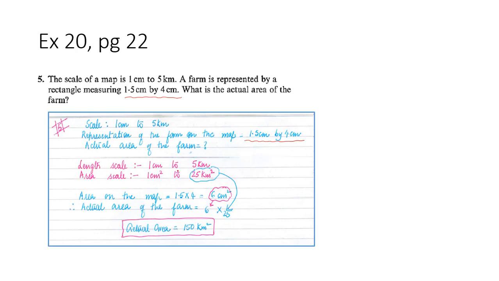The length scale is 1 centimeter to 5 kilometers. So which makes the area scale 1 centimeter square to 25 kilometers square, because again area scale is nothing but the square of the length scale. So area on the map for the given area is 1.5 into 4, which is 6 centimeters square. So the actual area here, again we make use of the unitary method, is going to be 6 multiplied by 25 kilometers square. So that gives us 150 kilometers square as the final answer. The main mathematical concept which we are using over here is the unitary method. So all these questions are based on the unitary method.